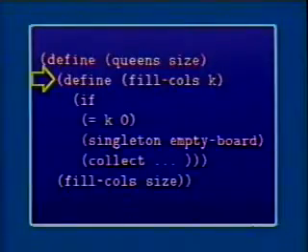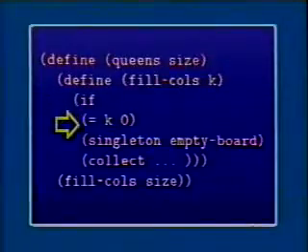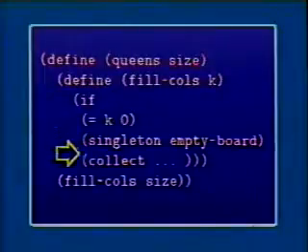So fill columns says how to put down queens safely in the first k columns of this chessboard with a size number of rows in it. If k is equal to 0, well, then I don't have to put anything down. So my solution is just an empty chessboard. Otherwise, I'm going to do some stuff. And I'm going to use collect. And here's the collect.